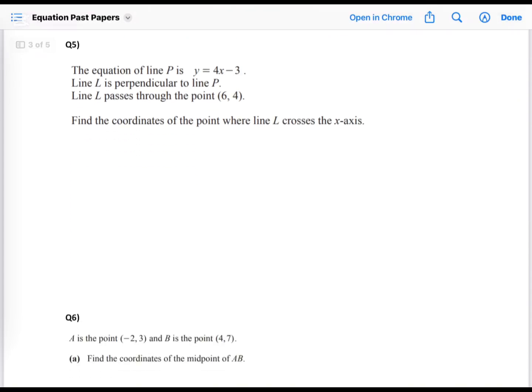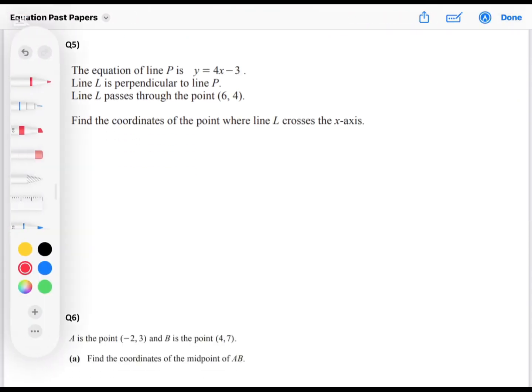Now, the equation of a line P is given, and the line L is perpendicular to the line P. So there is another line, L, that is perpendicular to P. Line L passes through (6, 4). Find the coordinate of the point where L crosses the x-axis. To find that, we need the equation of L, and we don't have an equation of L.